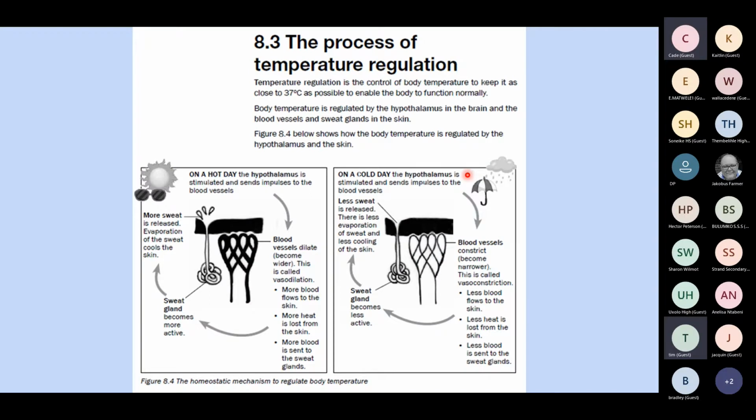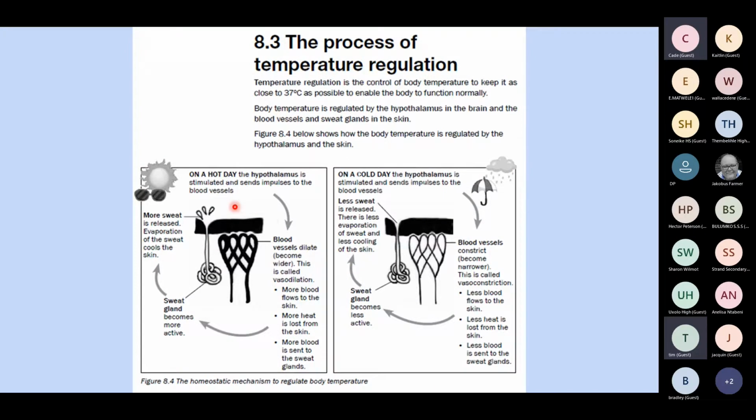I'll repeat again, grade 12. Temperature control. It's regulated by the hypothalamus. There are key concepts when you are explaining temperature control in your body. Hypothalamus is the key term. Blood vessels. Sweat gland. More sweat or less sweat, or how much sweat. So let's start with on a hot day.